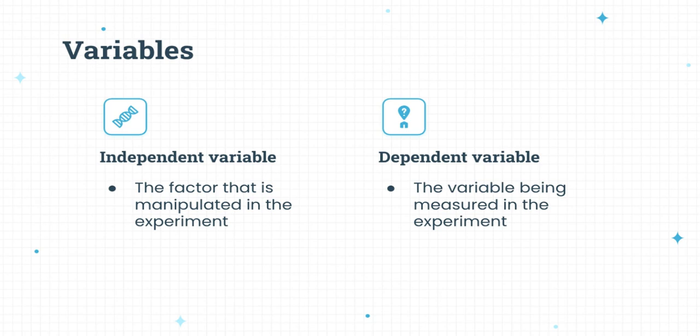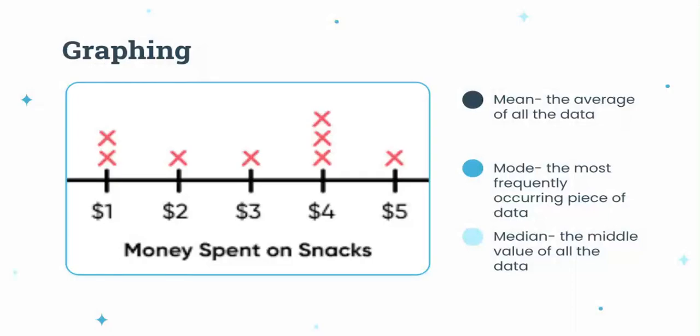Variables. There's an independent and a dependent variable. The independent variable is the factor that is manipulated in the experiment, and the dependent variable is the variable being measured. So back to the sleeping pill experiment, the independent variable in that experiment would be the sleeping pill, and the dependent variable would be the amount of sleep that the participants are getting.